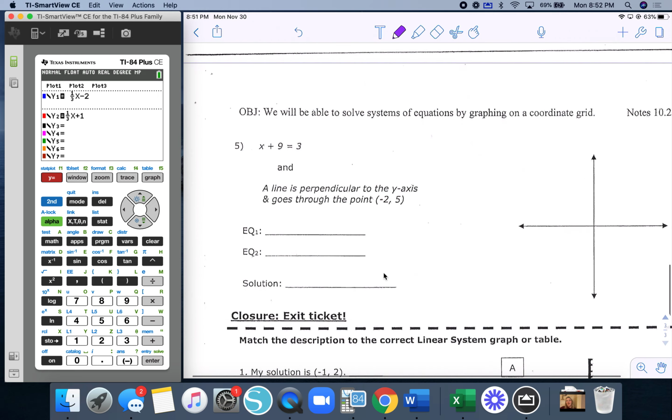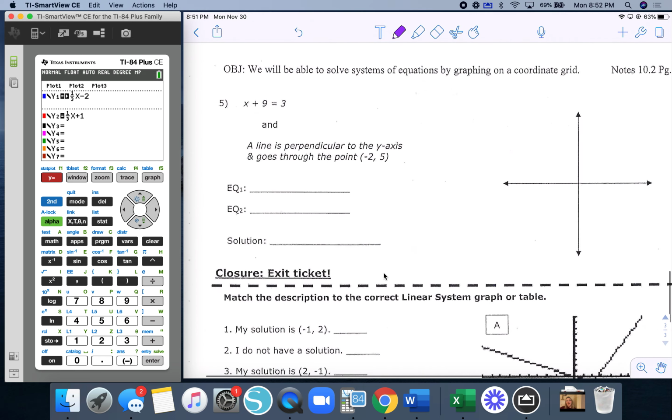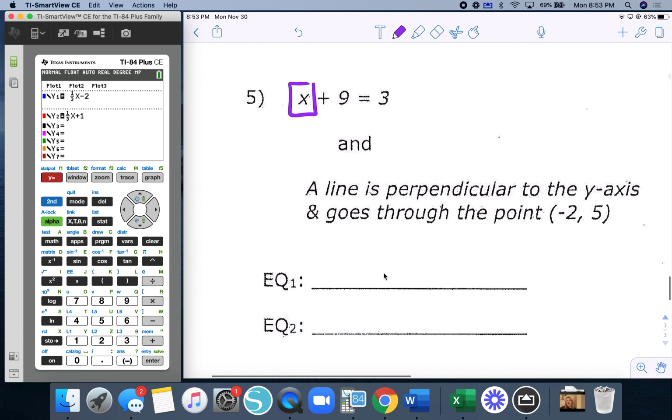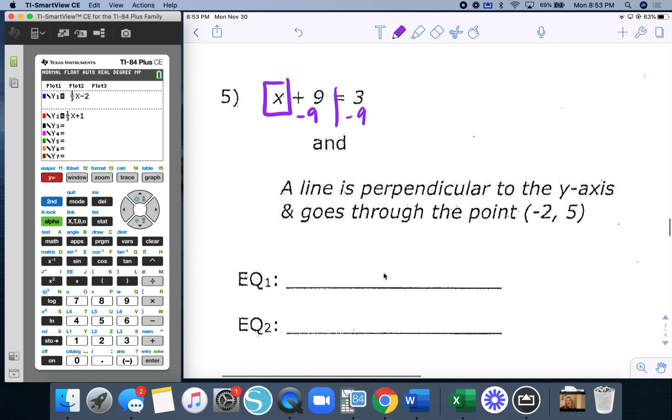Okay, so the last one, number 5, we're looking at special cases, so this one's a little bit more on our own. So x plus 9 equals 3. Now, in order to graph this, I need to get that letter by itself. This one only has one letter, so I'm just going to solve for x. So my first equation is going to be x equals -6.